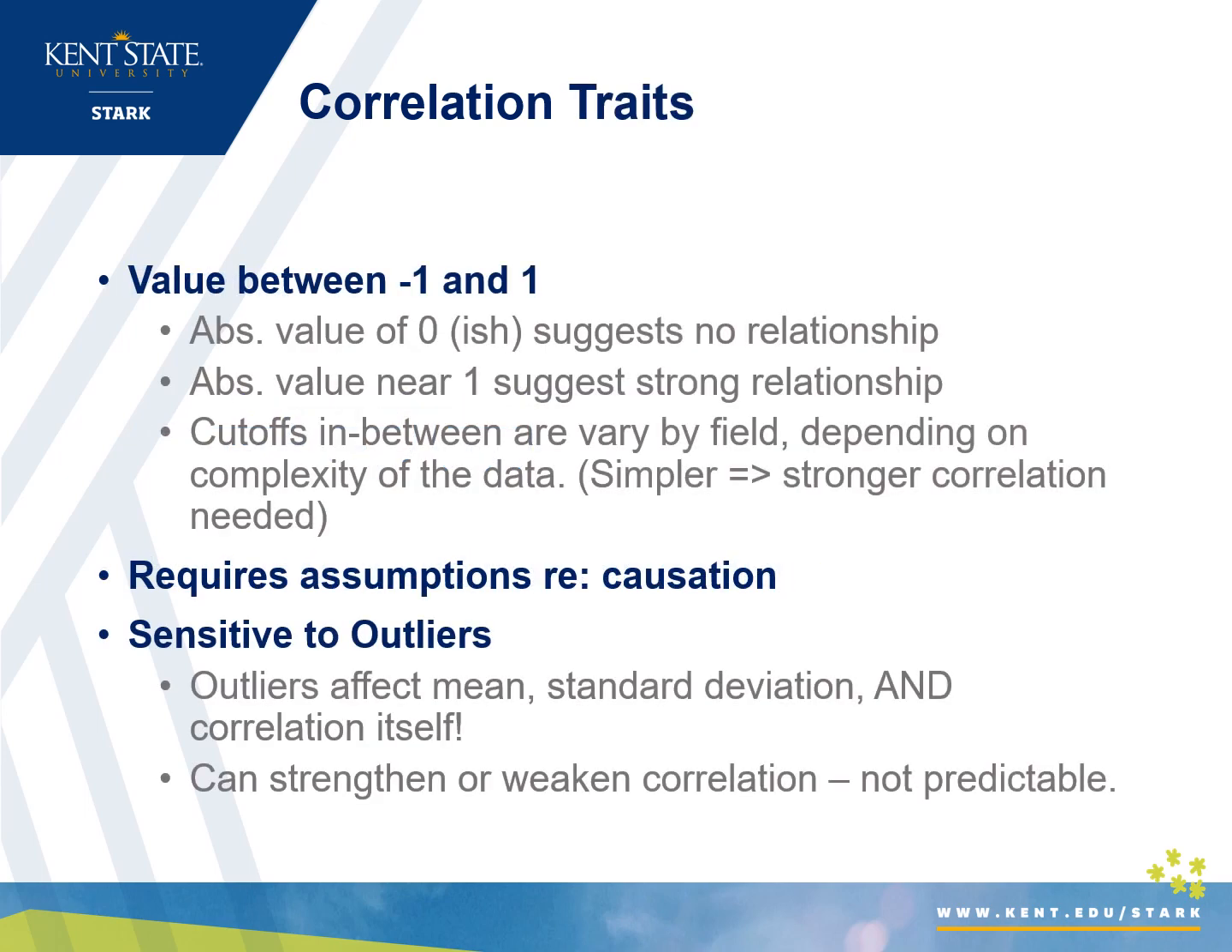Now, what does matter? Correlation takes a value between -1 and 1. If the value is close to 0 in absolute value, that suggests there's no relationship, or more precisely, no linear relationship. Correlation will not find a U or a V-shaped relationship, for example. Now, an absolute value near 1, so 1 or -1, indicates a very strong linear relationship. Now, the exact cutoff between no relationship and very strong depends on the field and is usually related to the complexity of the data.